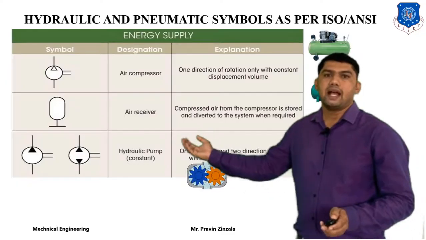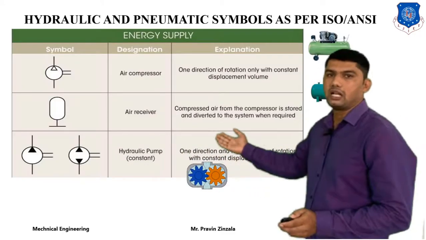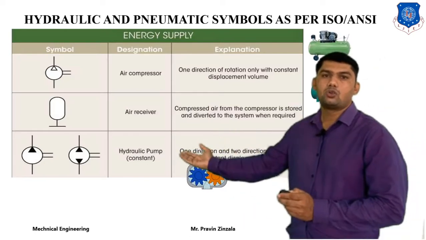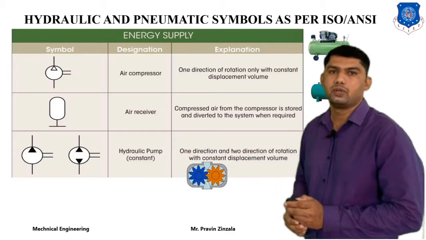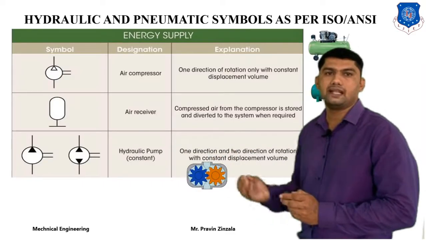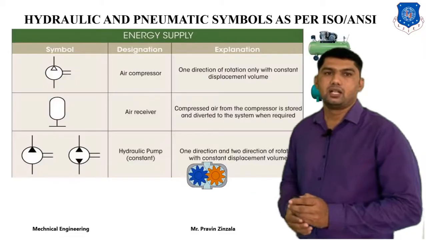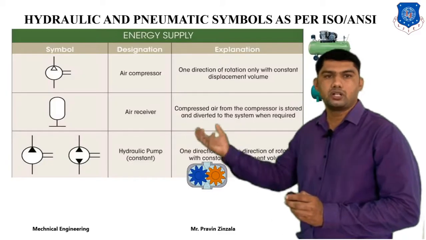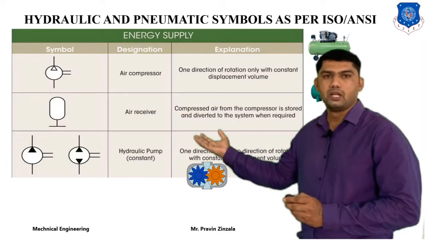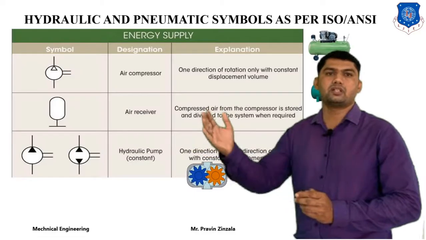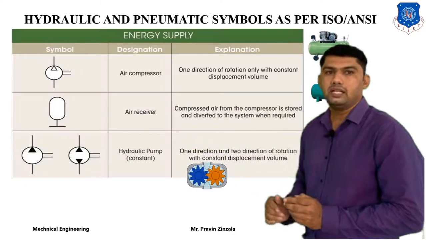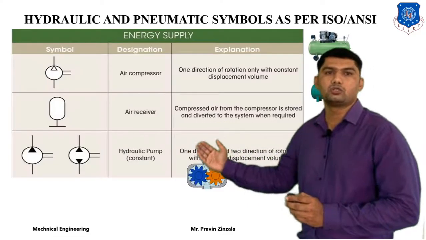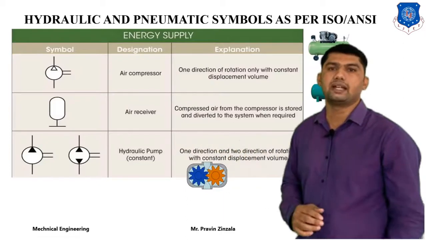The next symbol is the hydraulic pump. Hydraulic pumps are of two types, one directional and two directional, and this is the symbol of a constant displacement type hydraulic pump. There are many types of hydraulic pump, such as positive displacement and non-positive displacement pumps. In the next chapter, we will discuss in detail what a pump is, the function of a hydraulic pump, the different types of hydraulic pumps, and a comparison between them. In this session, we will only discuss the symbols and functions of the different components of hydraulic and pneumatic systems.